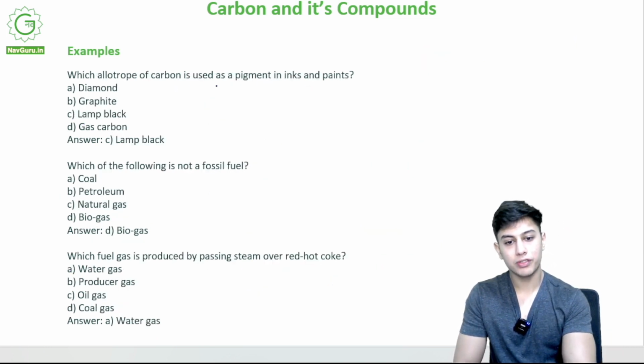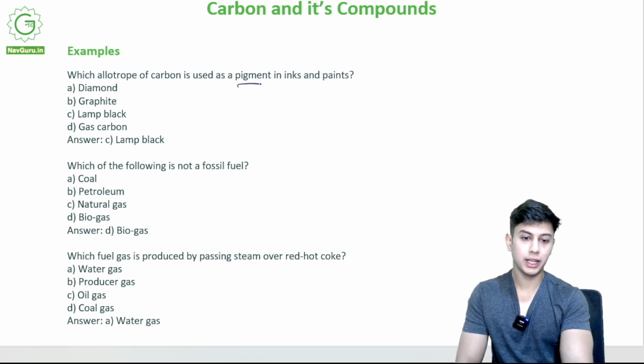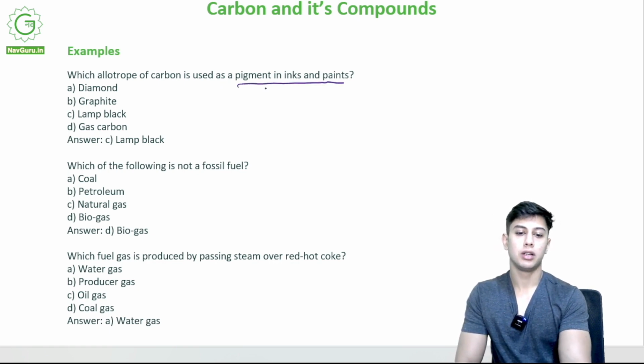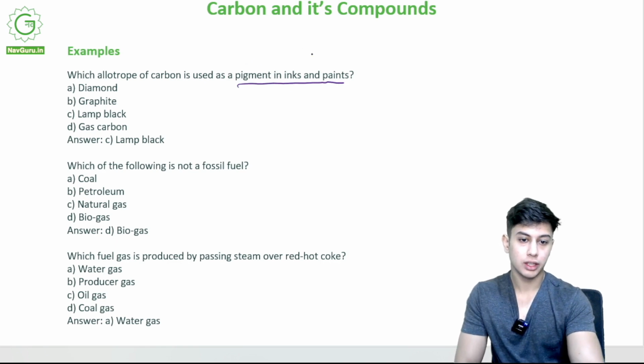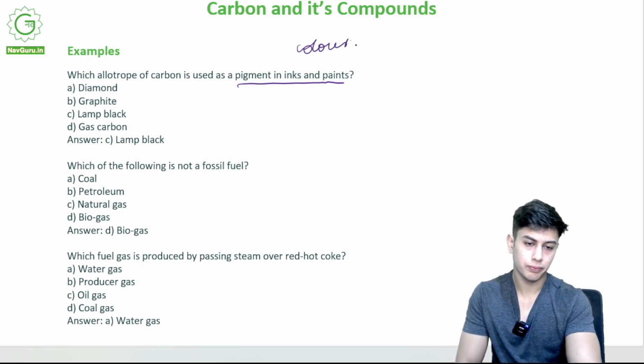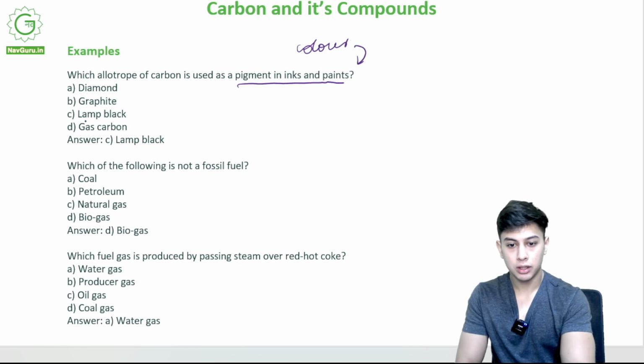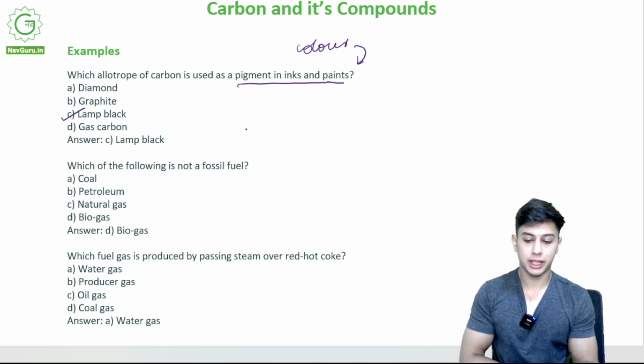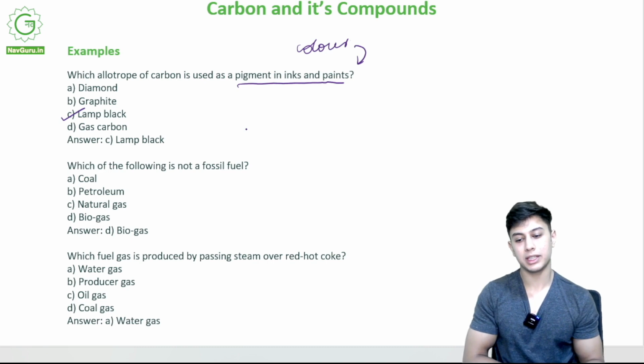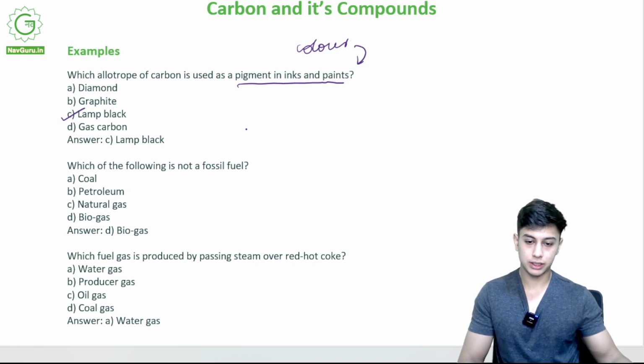Which allotrope of carbon is used as a pigment in inks and paints? Alright, pigment in inks means for color. Okay, so this form of carbon is used as a color adding agent in inks and paints. What is it? Lamp black. If you remember, I gave you an example as well. Someone came up with an idea of attaching a device to the end of the car's silencers so that it can collect all the polluting carbon from it and it can be used for making inks.